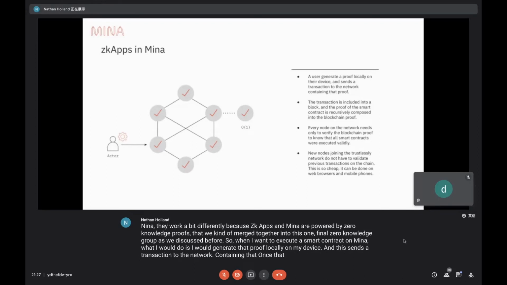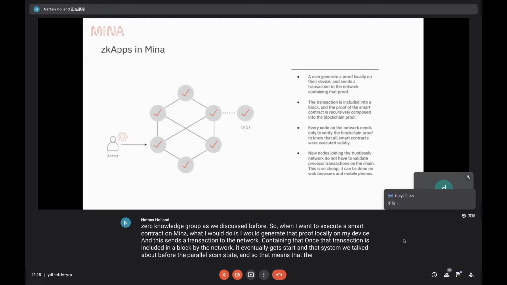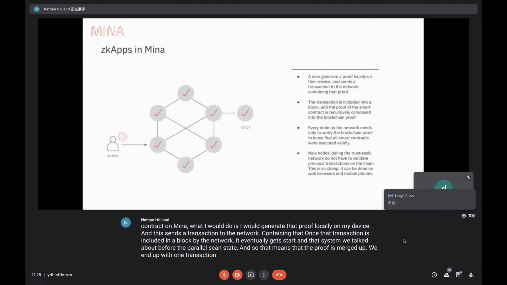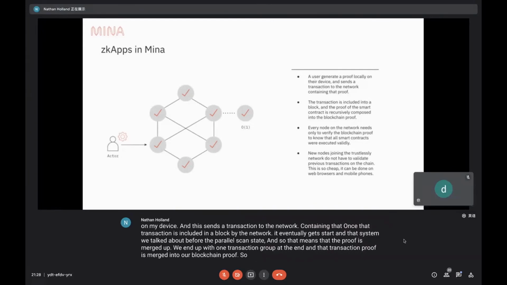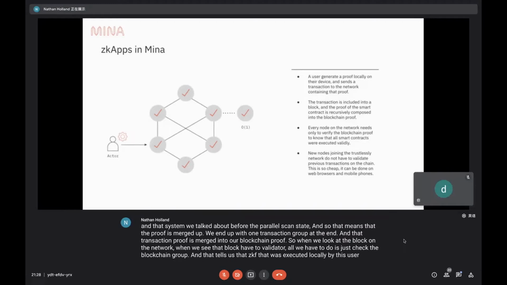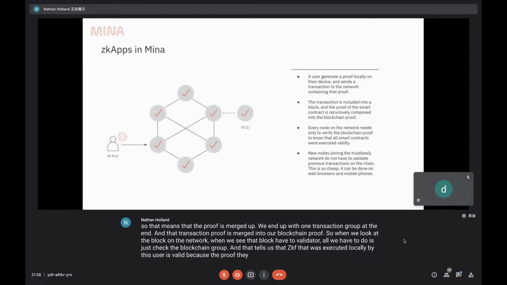Once that transaction is included in a block by the network, it eventually gets snarked in that system we talked about before, the parallel scan state. And so that means that the proof is merged up. We end up with one transaction proof at the end, and that transaction proof is merged into our blockchain proof. So when we look at the block on the network, when we receive that block and have to validate it, all we have to do is just check the blockchain proof. And that tells us that the ZK app that was executed locally by this user is valid, because the proof they generated gets merged up into that whole transaction proof system.